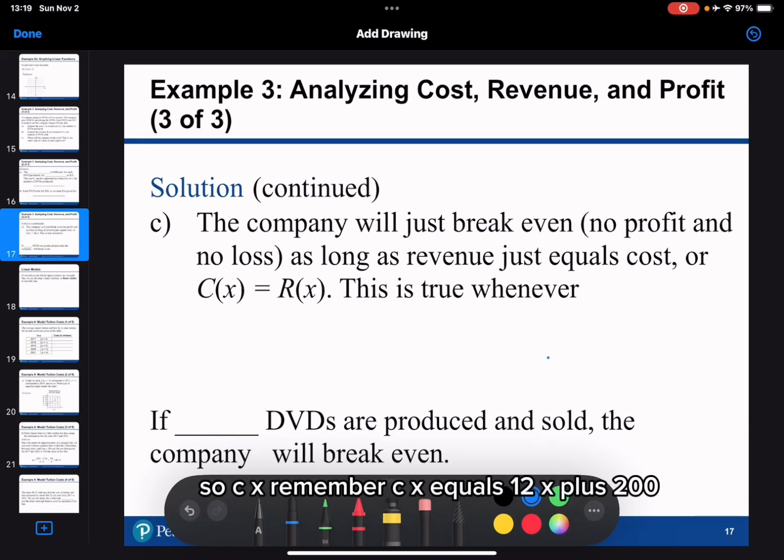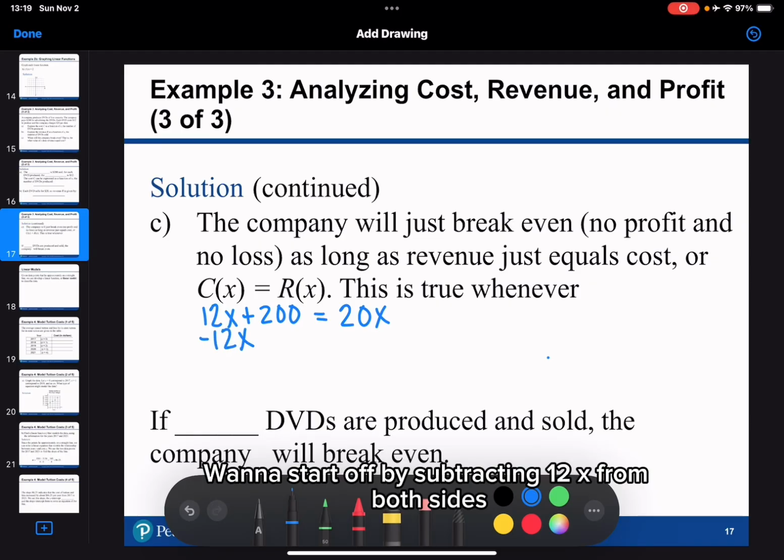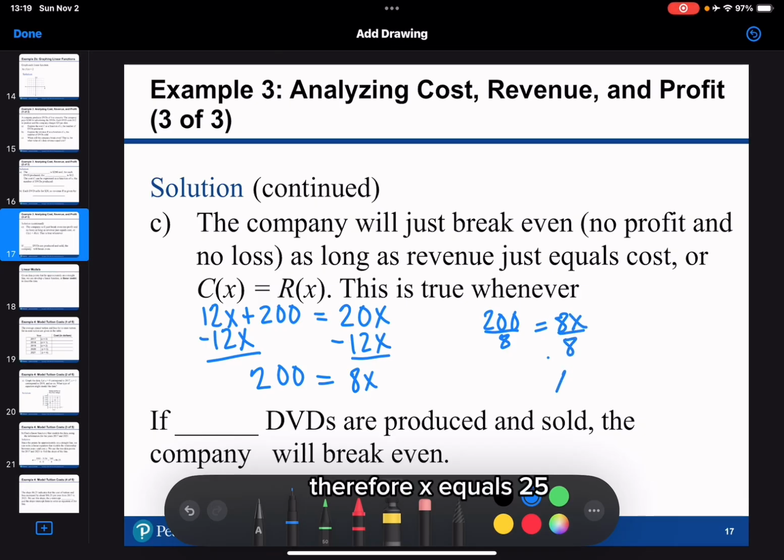So remember, C of X equals 12X plus 200, and R of X equals 20X. I want to start out by subtracting 12X from both sides. And that leaves you with 200 equals 8X. Dividing both sides by 8. Therefore, X equals 25. So if 25 DVDs are produced and sold, the company will break even.